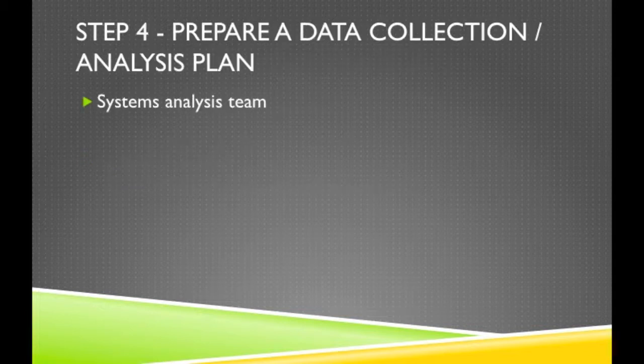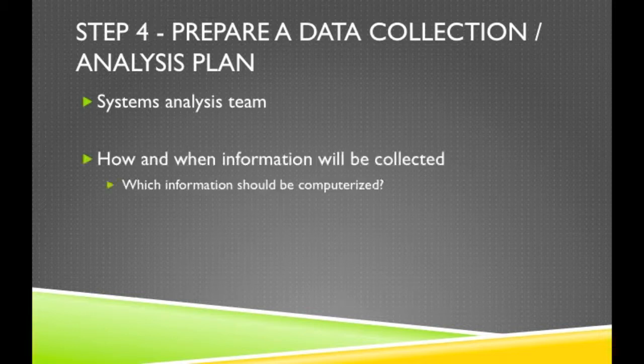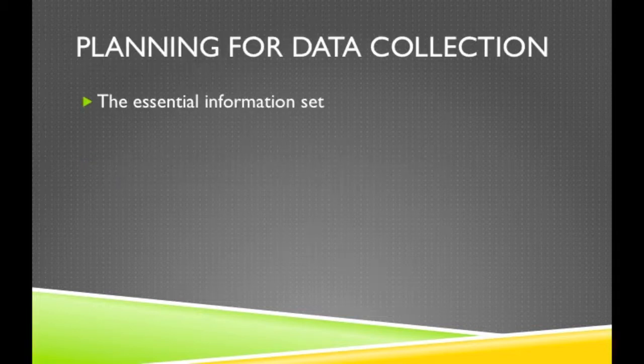The systems analysis team will then devise a plan to collect and analyze data that have been deemed necessary. All items of information should not be collected immediately. The team will attempt to specify how and when information will be collected. A plan should be made to collect the information when it's needed. It's also important to consider which information should or shouldn't be computerized. It's helpful to divide information items into 4 categories when planning for data collection.